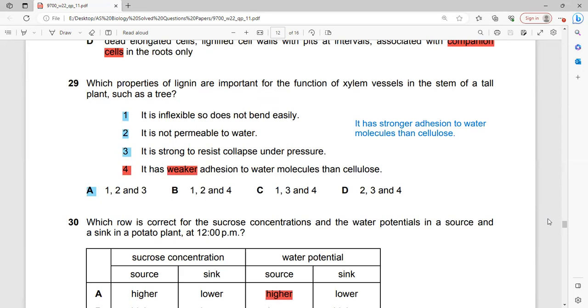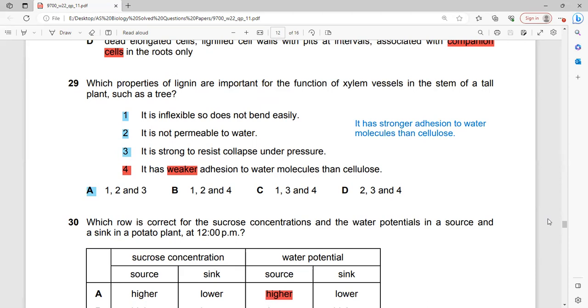So the tall plant is standing on the base of reinforcement or steelwork that's present in the center of the stem. That is the xylem. So that's why the lignin, which is present in the xylem, is providing inflexibility. It prevents it from bending. So that's why it's a correct option.